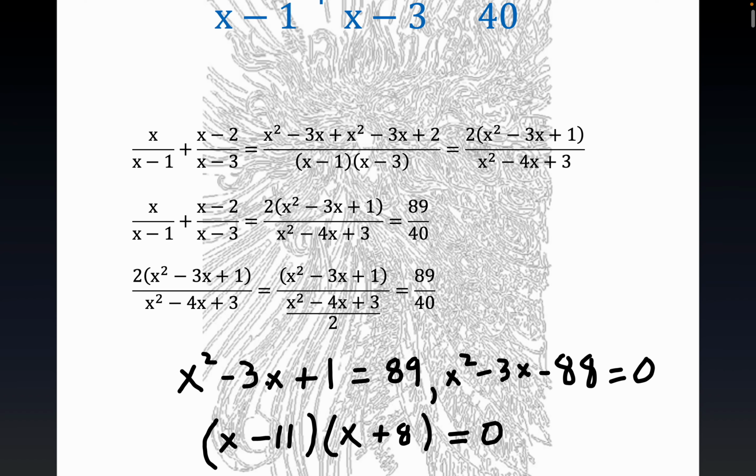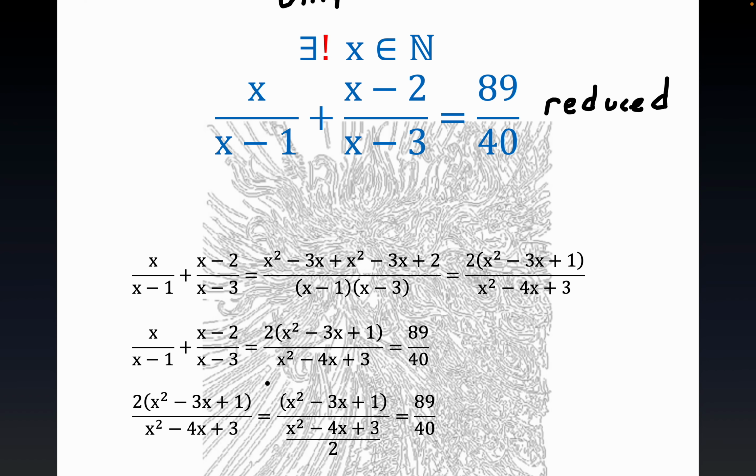So we have x equals 11. So what would that lead to right here? I may need some space here, folks. So that would lead to 11 over 10, right? Again, x equals 11 right here. 11 minus 1 is 10, plus 11 minus 2 is 9, so you have 9 over 8.